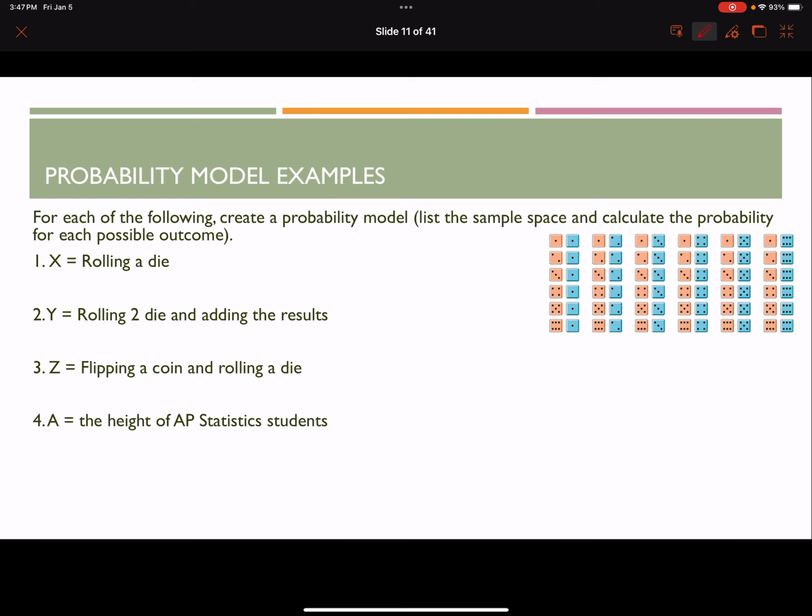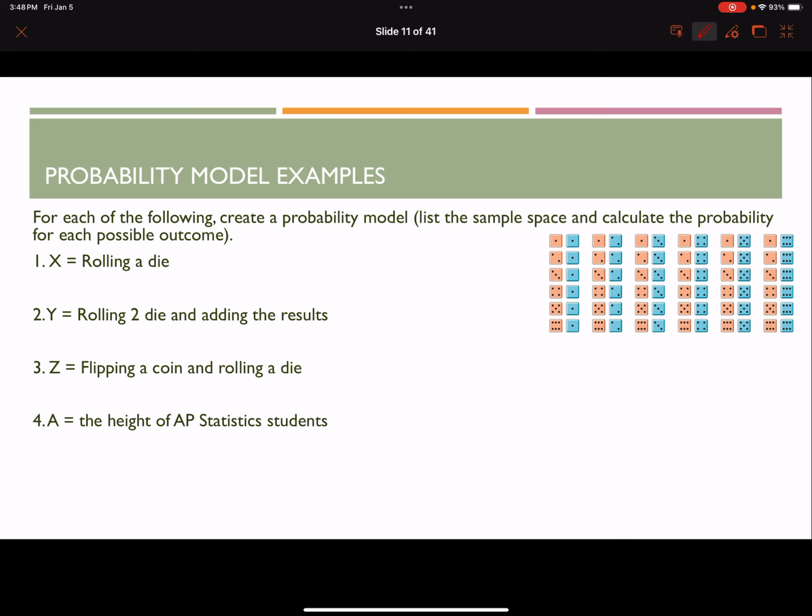So remember, 2 parts to a probability model: listing out each possible element of the sample space and then finding the corresponding probability. A lot of times probability models can be written in different ways. A lot of times you're going to see them in the form of a table, so I'm going to just show you these in the form of a table. For each of the following events, create a probability model. We're going to list the sample space and then calculate the probability.